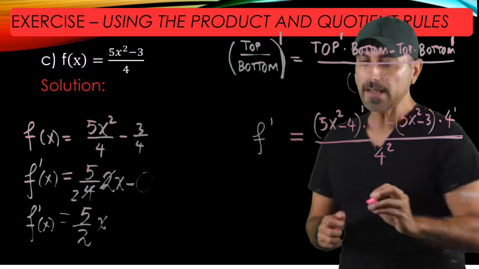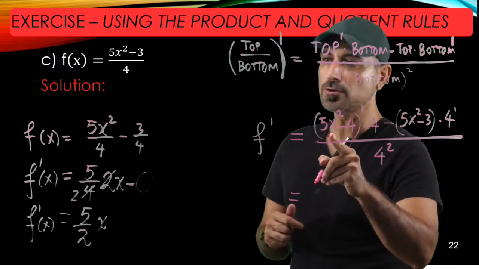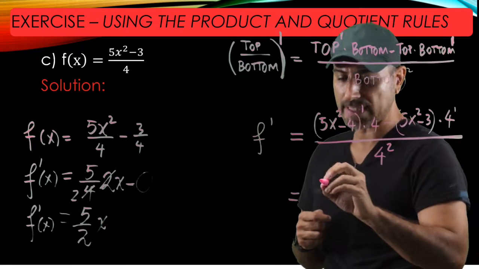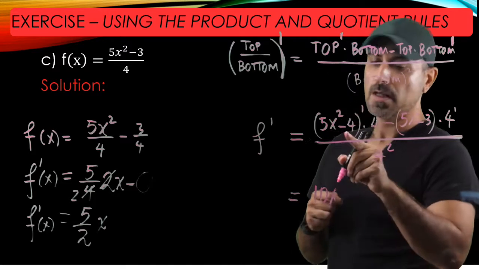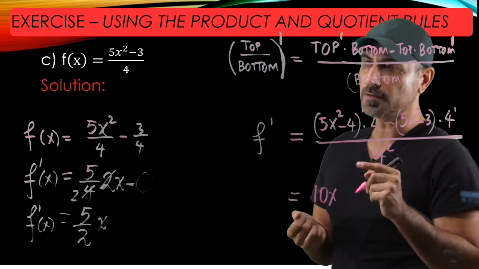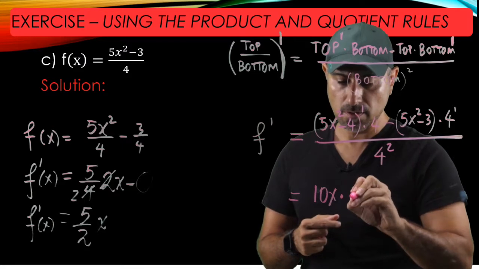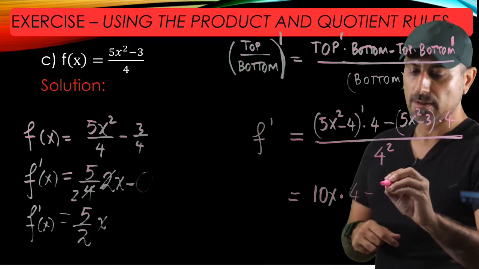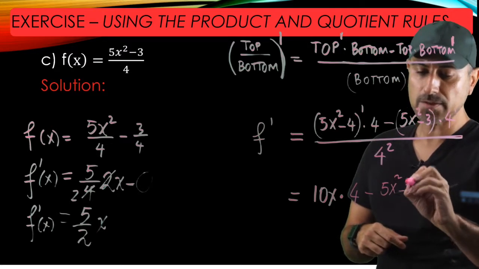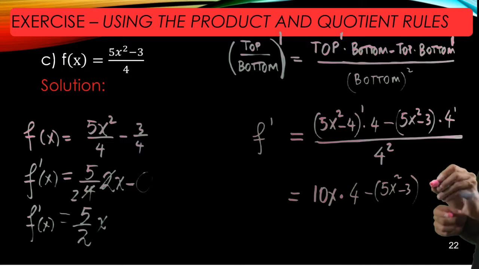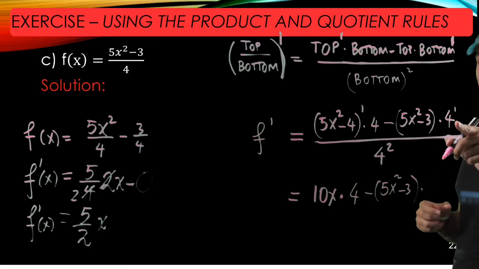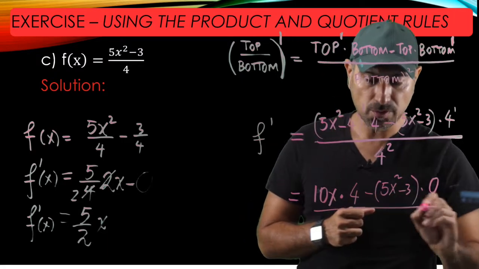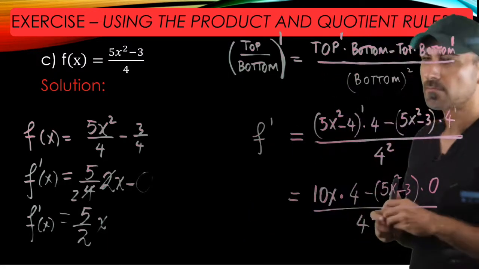All right, let's simplify. So by using the power rule, the derivative of 5x squared is going to be 5 times 2 times x, which is 10x. And this piece here, negative 4, has a derivative 0. So times 4, I just carry this 4 forward, minus 5x squared minus 3 times the derivative of 4. But again, 4 is a constant, and the derivative of that is 0. And this is all divided by 4 squared.